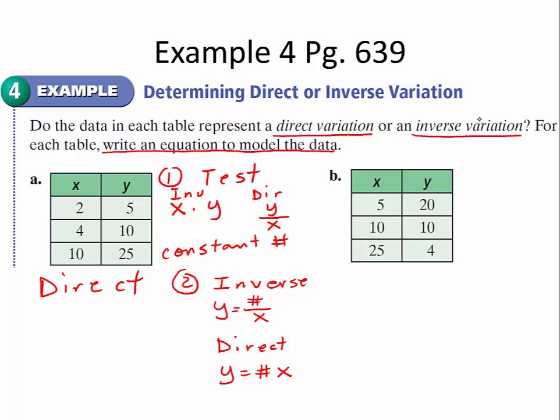So for this one, it's a direct, so where does the number go that we kept getting? 2.5 should go right here. So y equals 2.5x. And done.